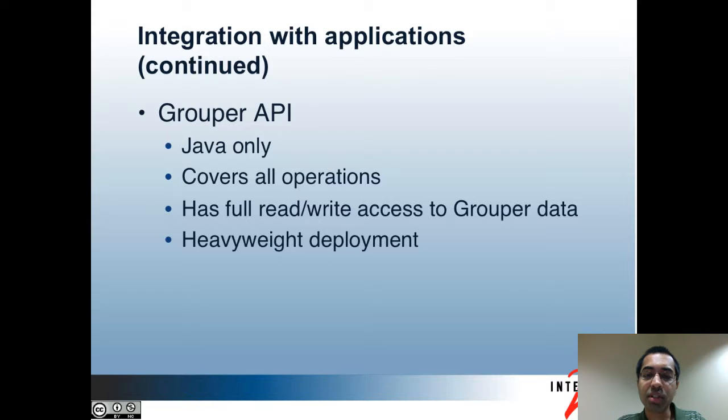The next approach is using the Grouper API. The API is in Java, so you may have some limitations there. This does cover all operations, though. If you use the API, your application ends up getting full read and write access to the Grouper data, so this is typically not the best approach for when you want to integrate Grouper with an application. Also, you would have to include all of the Grouper jars into your project, so it's not a lightweight deployment like web services.